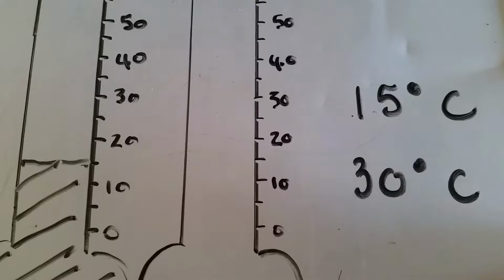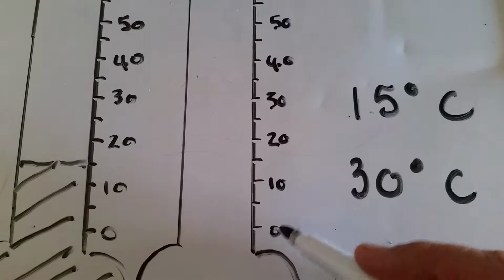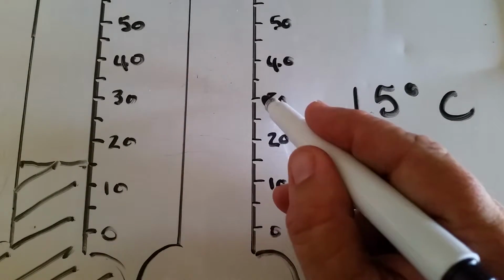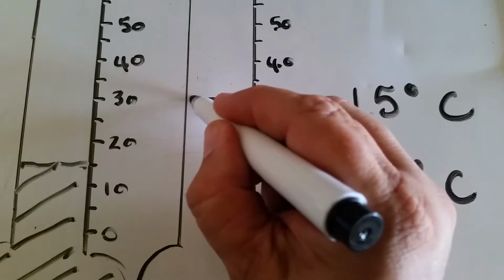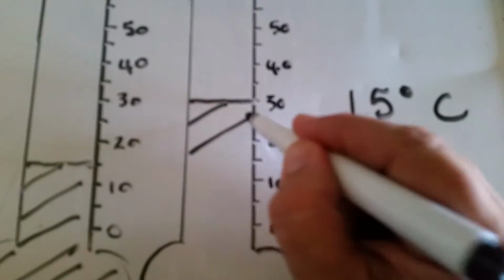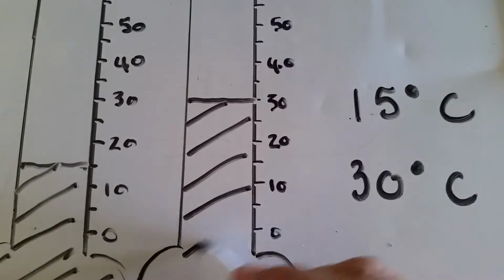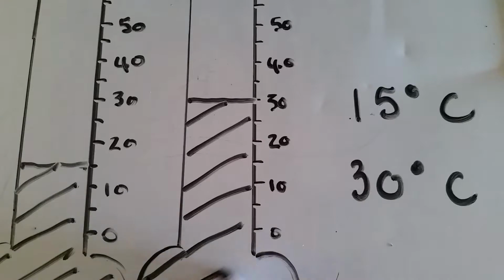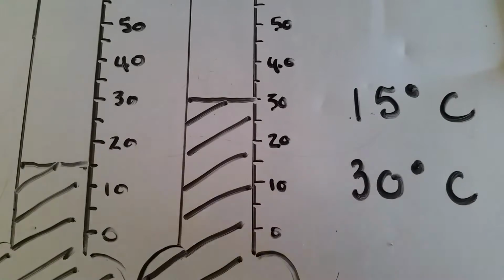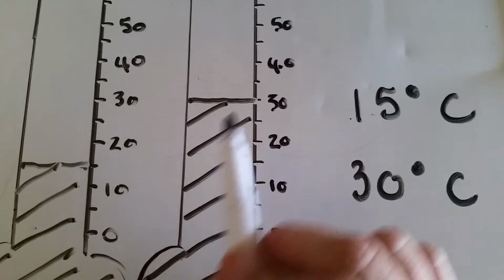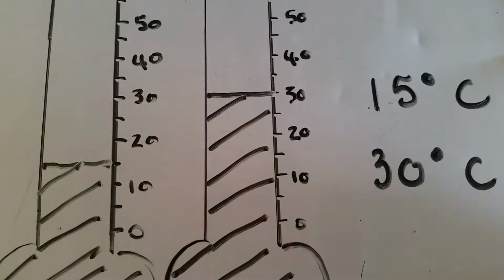And then if we're doing 30 degrees, we look up the scale again. We've got 0, 5, 10, 15, 20, 25, 30. So we draw our line there and then colour in that section. Now if Mum and Dad have got a thermometer around the house, you'll be able to read it, won't you? Because this says it's 30 degrees and this one says it's 15 degrees.